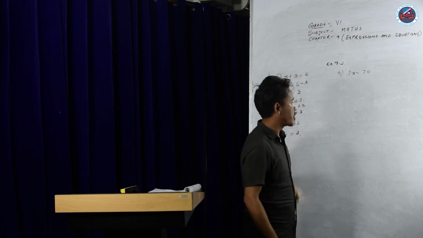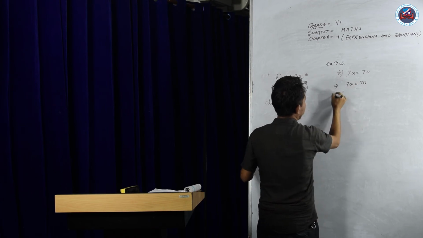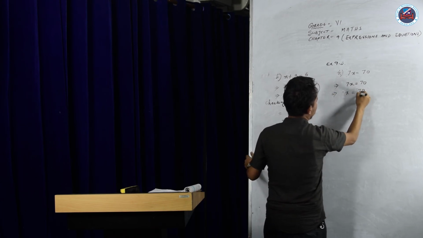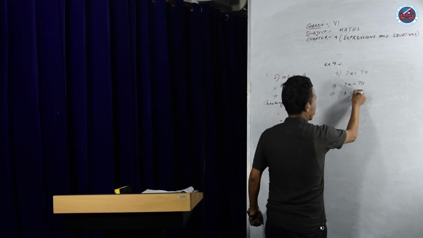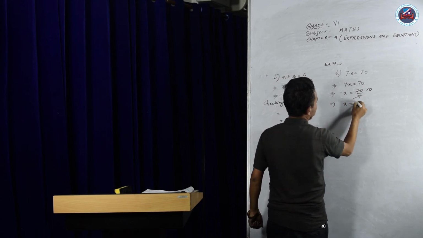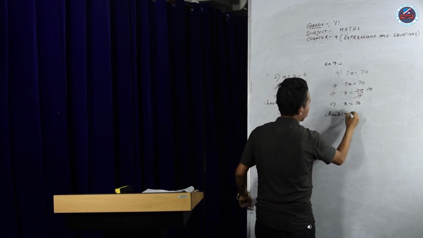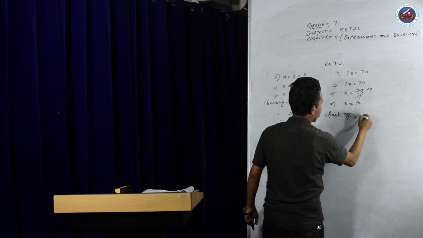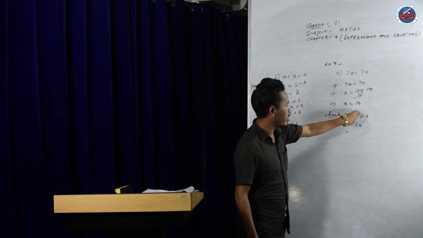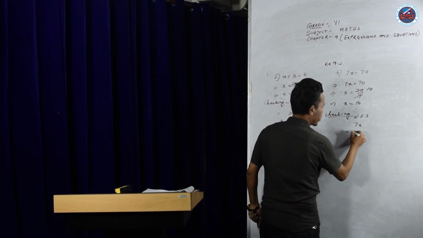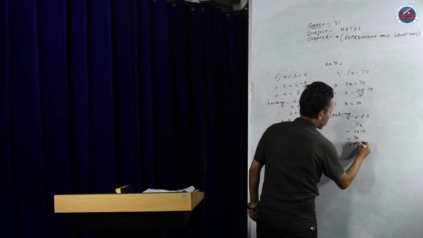7x equals 70. So what I will do here is 7x equals 70 implies x equals 70 divided by 7, which can be divided, so we get the value of x as 10. Right? So now let's do the checking. For checking, I'll take the left hand side, that is LHS, which is 7x. We have got the value of x as 10, so let's put the value of x, that is 7 into 10 gives us 70, which is equal to the right hand side.